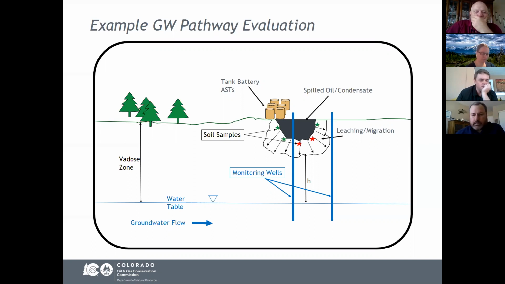And so in this case, if the red star sample locations were above the groundwater screening level but below the residential screening level, the operator might be done with the soil cleanup. And then obviously, if they found that groundwater was impacted, that means that the pathway was completed and the soil cleanup needs to be done to the groundwater screening levels.